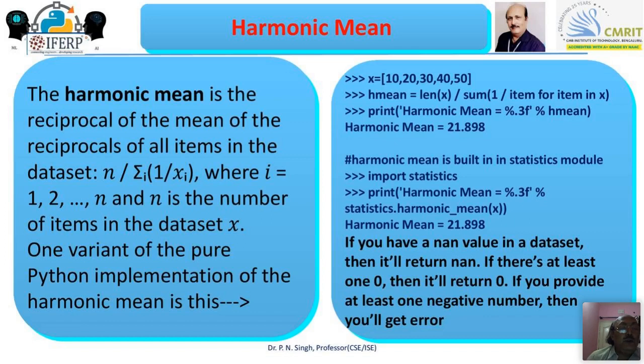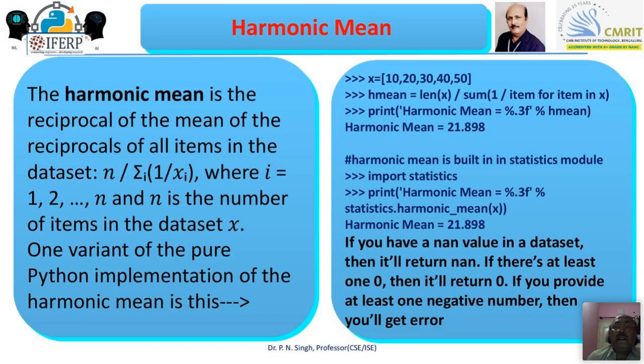One variant of the pure Python implementation of the harmonic mean is this. In which way is it computed? The length of x divided by the sum of 1 by item for each item in x.